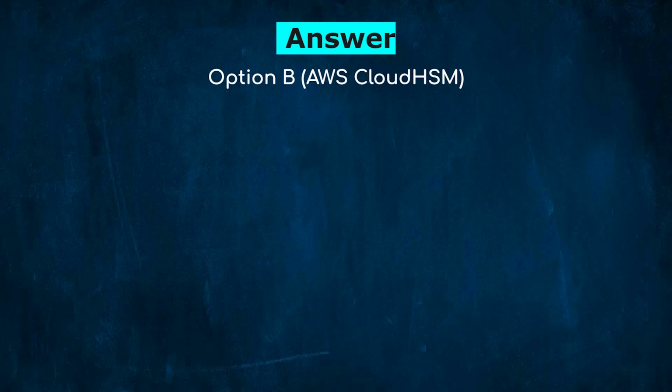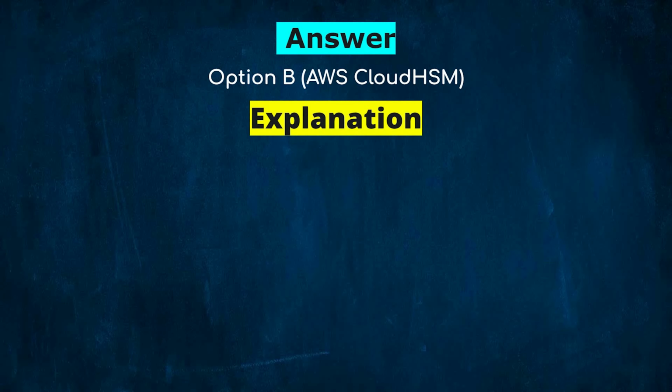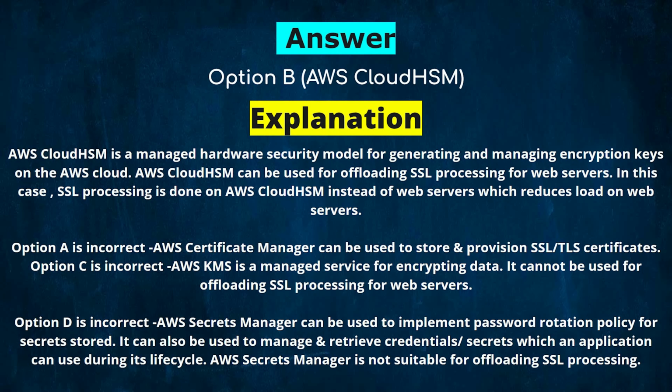AWS CloudHSM. Explanation. AWS CloudHSM is a managed hardware security module for generating and managing encryption keys on the AWS cloud. AWS CloudHSM can be used for offloading SSL processing for web servers. In this case, SSL processing is done on AWS CloudHSM instead of web servers, which reduces load on web servers. Option A is incorrect.